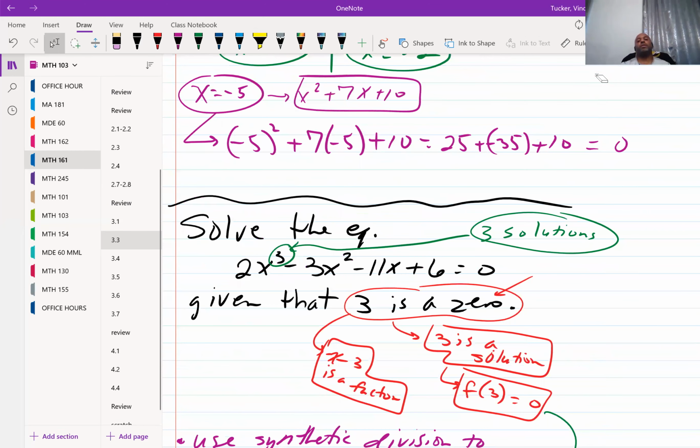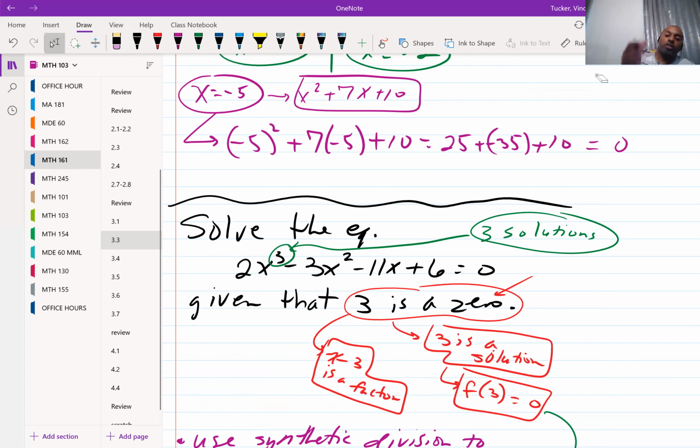Okay. So first example, under this type of thought process, we want to solve the equation. We have 2x cubed minus 3x squared minus 11x plus 6 equal to 0. And they tell us that 3 is a 0. So now, for most of us, factoring this wouldn't be really an option in its current state. But we have the information that 3 is a 0. So what we can do is use 3 to break down this equation into something that's factorable, or into a quadratic equation, so I can use my quadratic formula.